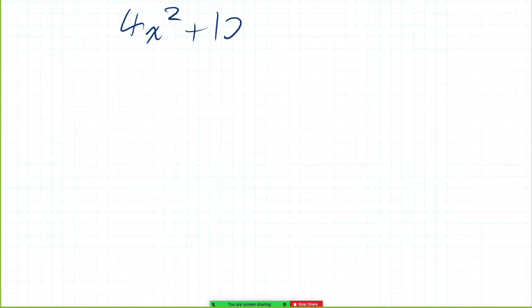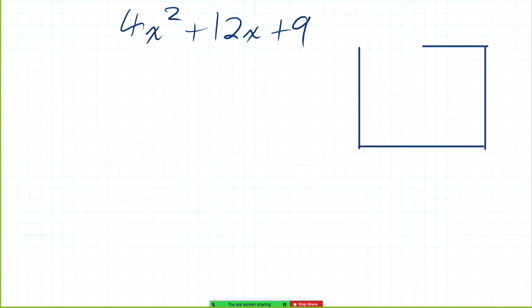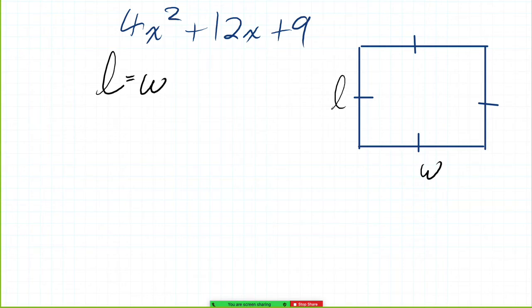4, 12, and 9. 4x squared plus 12x plus 9. Now, they gave us actually some important information there. They told us that this swimming pool is actually a square. Okay, so what that means to us is that the length and width are actually equal to each other, right? The square has to have a length and width that are equal. So what we need to figure out here is the length or the width. It doesn't matter which one, but we need to figure them out so that they are the same.